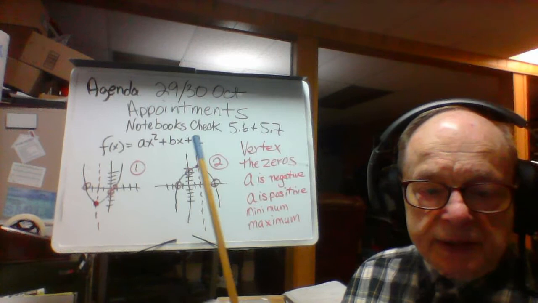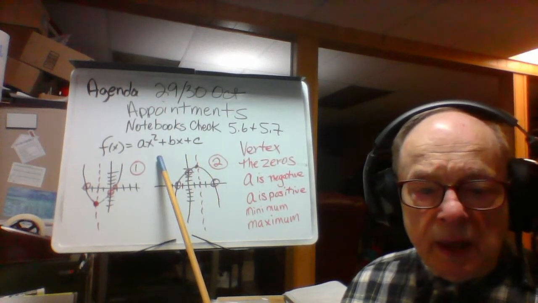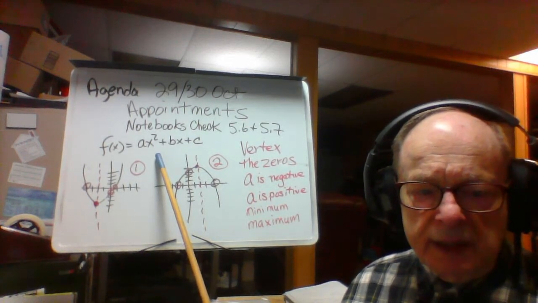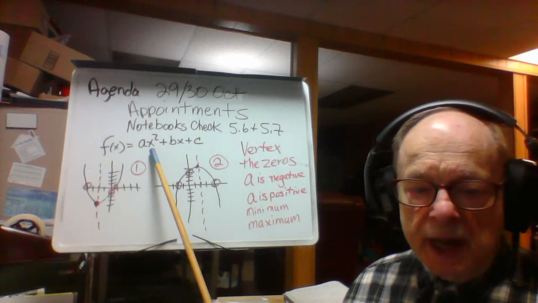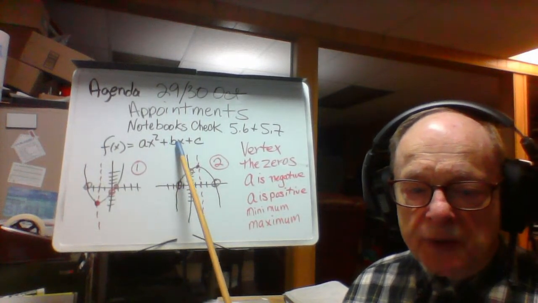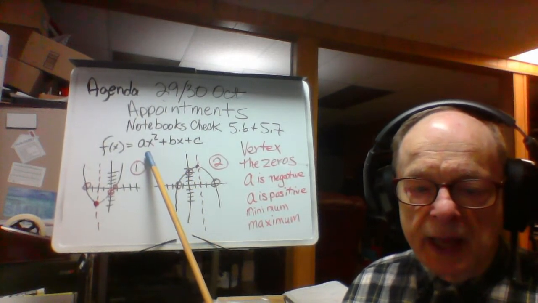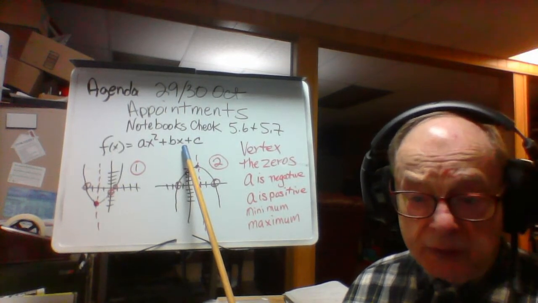So, for instance, this formula right here. What's the name of that formula? Well, this is the functional form of the standard form of the quadratic equation. Now remember, we've been going over the A, B, and C, and then putting that into the quadratic formula.